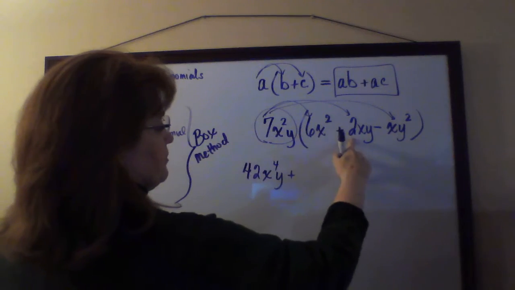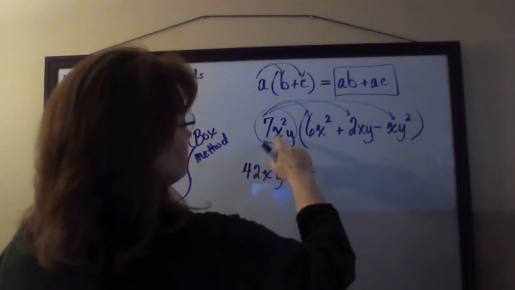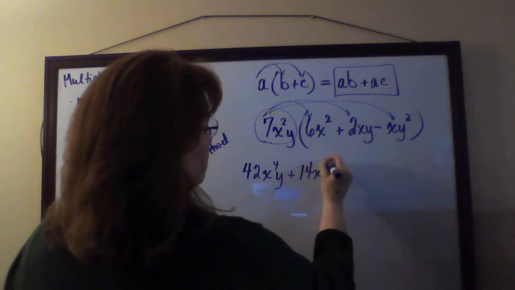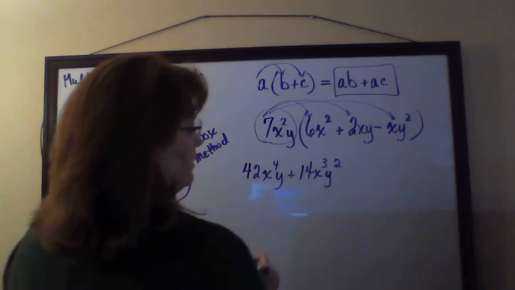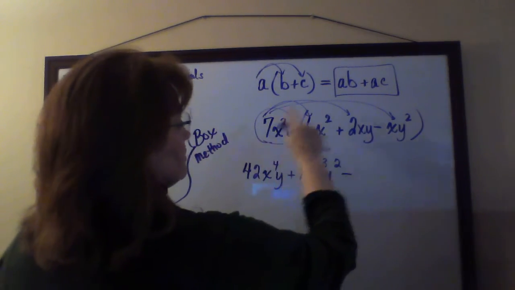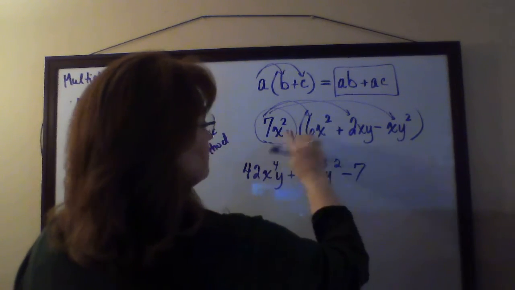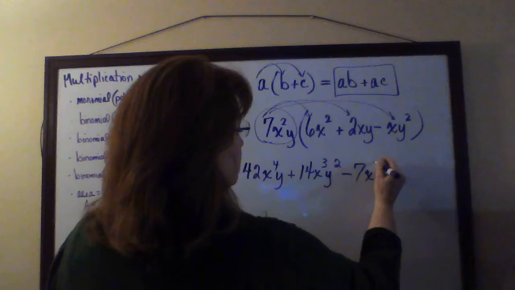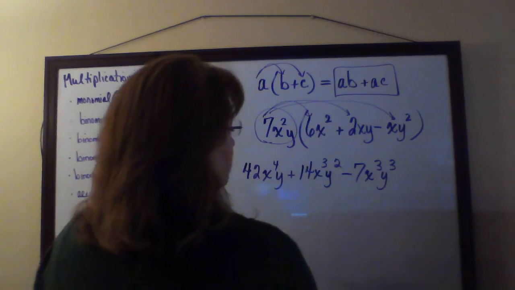Now this is positive and this is positive, so we'll get 14 for the next term. X squared times x is x to the third, and y times y is y squared. Okay, and the final term is negative because it's a positive times a negative 1, so it's negative 7. X squared times x is x to the third, and y times y squared is y to the third.